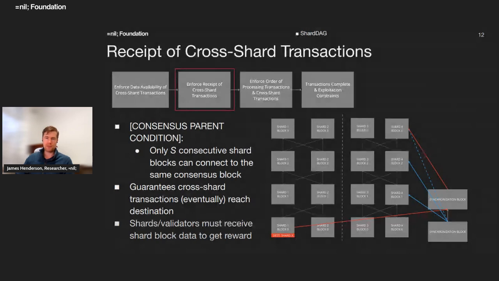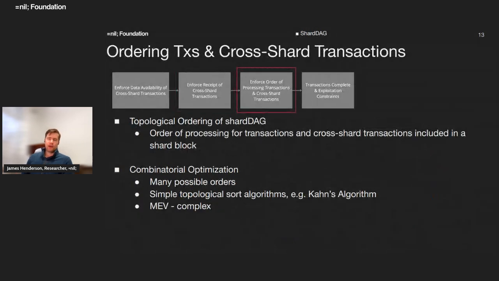All right, so now that we've established this data availability, we've enforced the receipt of these cross-shard transactions. The next step is to enforce some particular ordering of cross-shard transactions, which I spoke about towards the start of the talk. So just to review quickly, what we do is what's called a topological sort or ordering of the ShardDAG, and so we form a linear order of transactions and cross-shard transactions within a block.